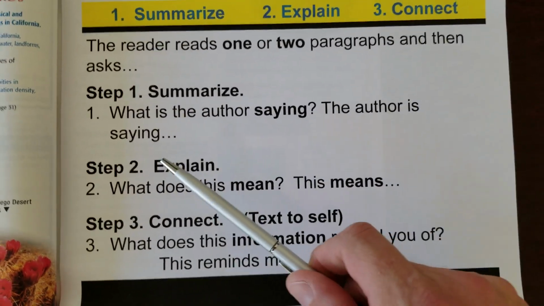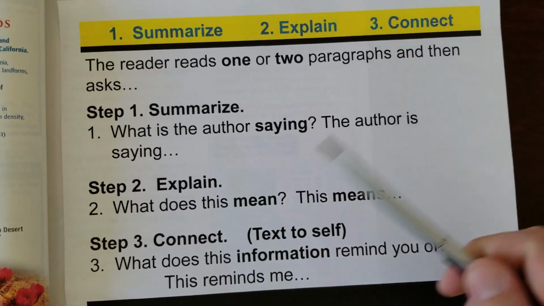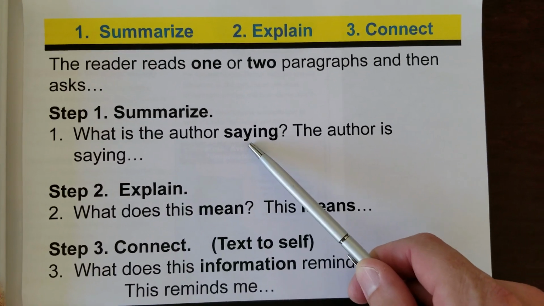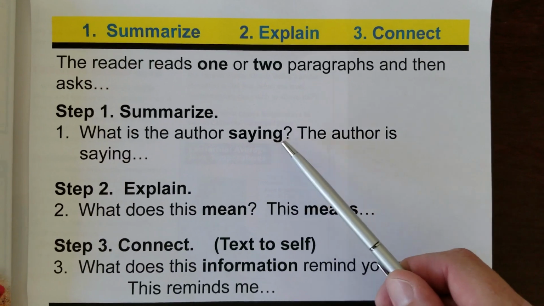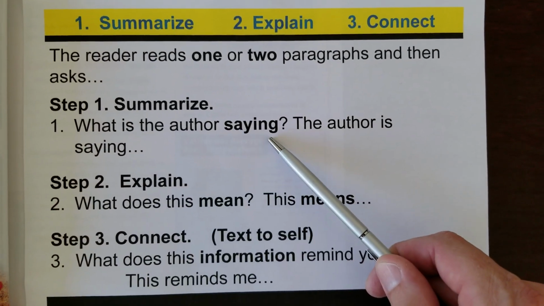So let's review this. Step 1, summarize. What is the author saying? And these are structured this way to repeat it this way. So this is normally done with a partner read, and one person, after they're finished reading, says, what is the author saying? The other partner repeats it back: the author is saying, and then they summarize it in 1 or 2 sentences.